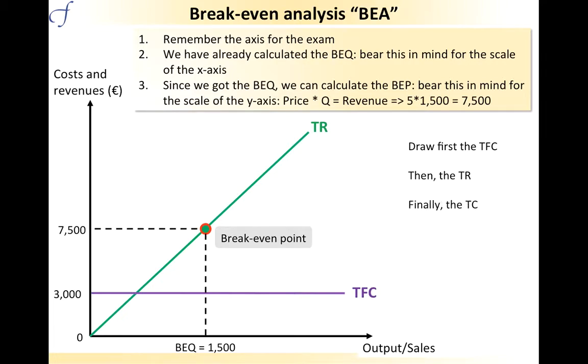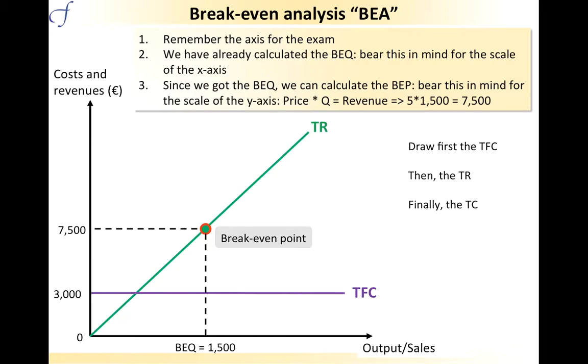Finally, you can draw the total cost curve. For this curve, there's also a hint. Since the variable costs depend on the level of output, in order to calculate the total variable cost, we need to multiply the average variable cost times quantity. Now, similarly with the total revenue, when the quantity is equal to 0, the total variable cost will be equal to 0, because average variable cost times quantity will be equal to 0.